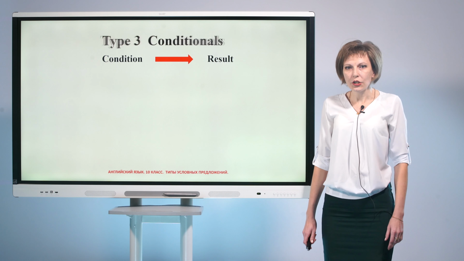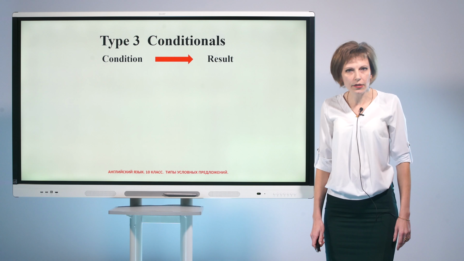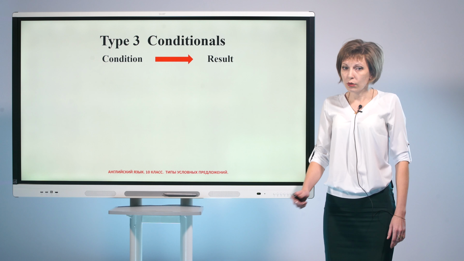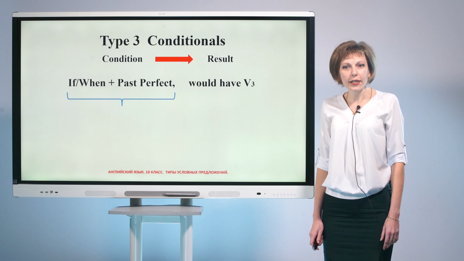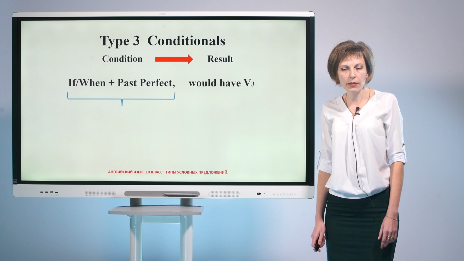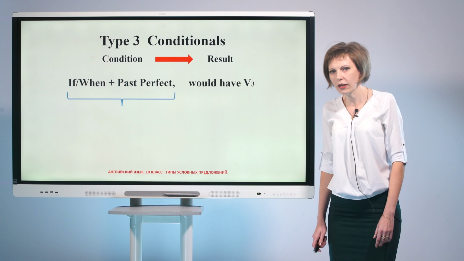Type 3 conditionals show us some unreal situation for the past, and we use the past perfect tense in the if clause, and the auxiliary verbs would have with the past participle of the main verb in the main clause.